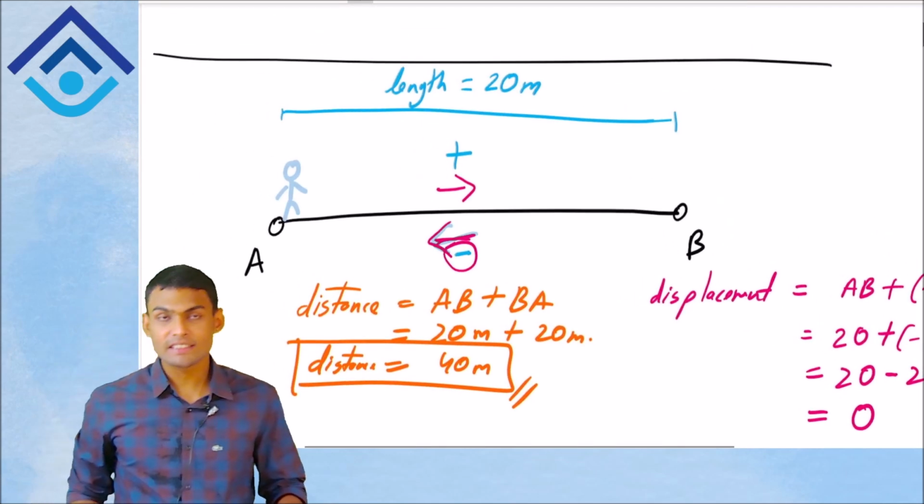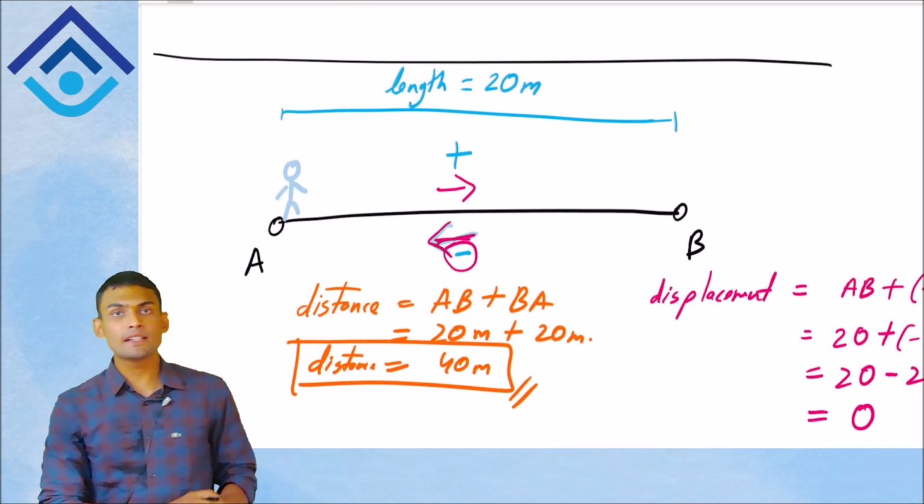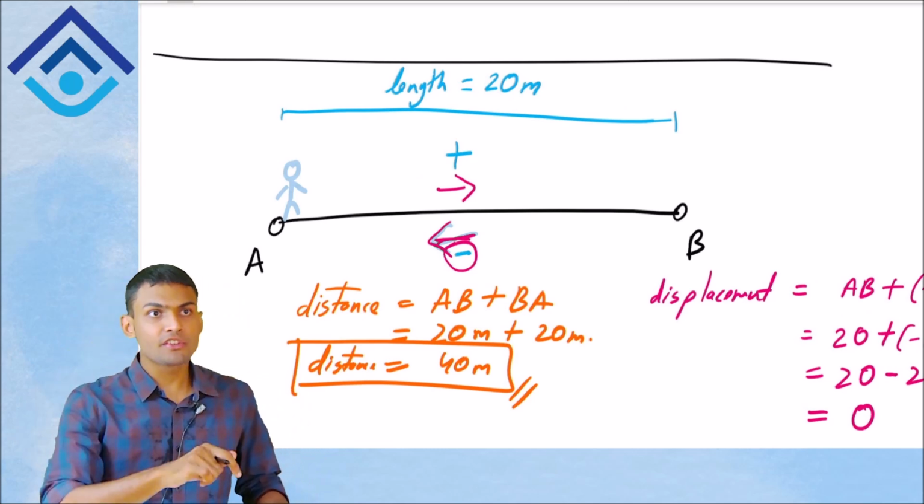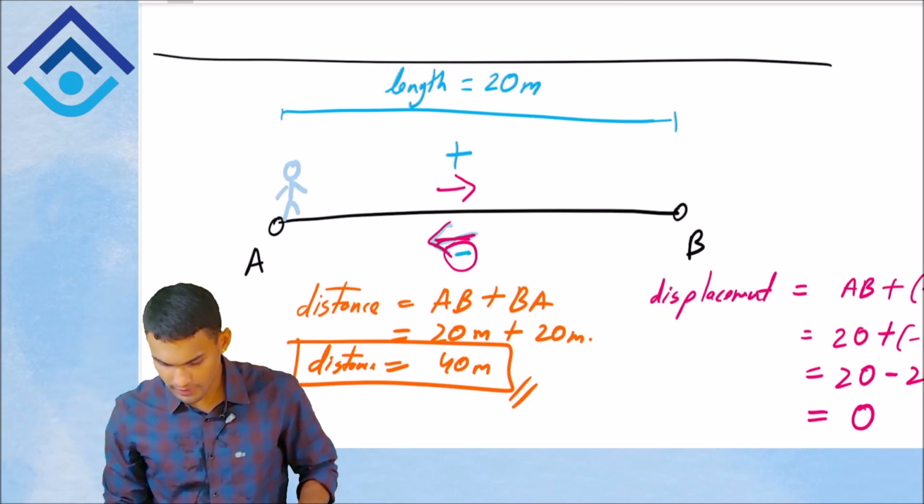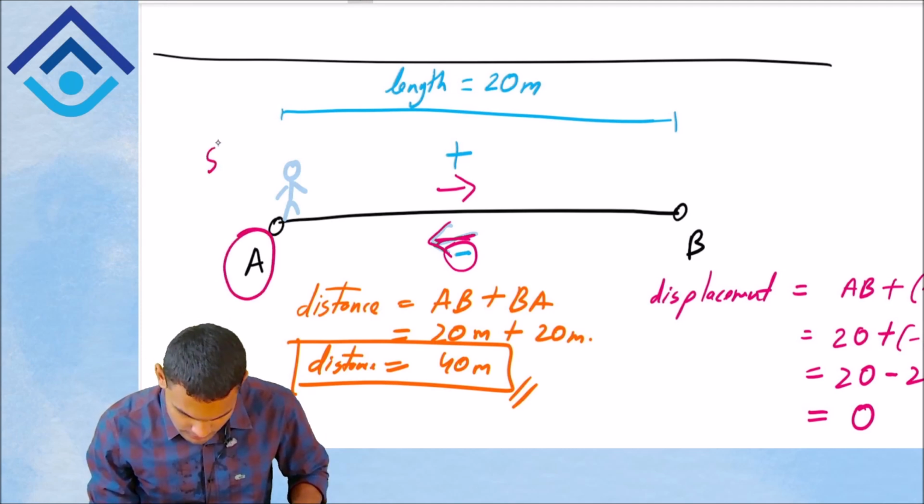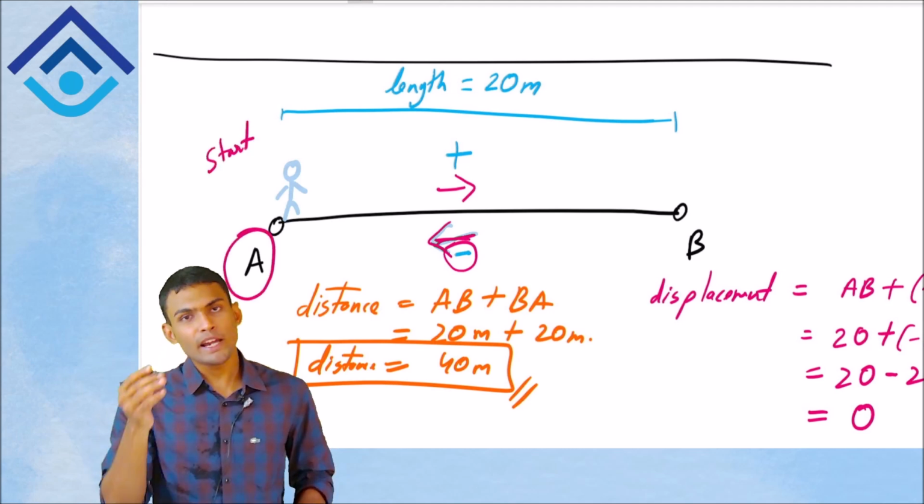Now, in the eyes of physics, they are right. You see, displacement is the position change from your initial point to your final point. That means you started at A and you end at A.